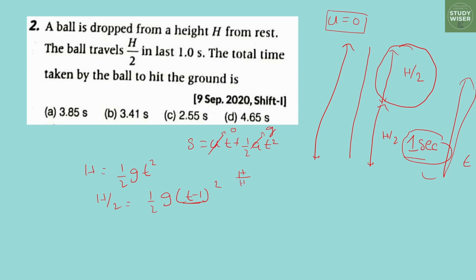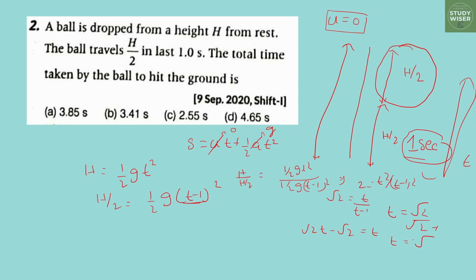ఇప్పుడు నువ్వు డివైడ్ చేస్తే ఫైనల్ ఈక్వేషన్ ఏమొస్తుంది అంటే, dividing that, h/2 is equals to half gt square by half g t-1 whole square, అంటే 2 is equal to t square by t-1 whole square. root 2 is equals to t by t-1. root 2t minus root 2 is equals to t. ఇప్పుడు కామన్ సైడ్కి పంపించి కామన్ తీస్తే t is equals to root 2 by root 2 minus 1. ఇప్పుడు రేషనలైజ్ చేస్తే ఫైనల్గా 2 plus root 2 వస్తుంది. root 2 value 1.41, we take time will be 2 plus 1.41 is equals to 3.41 second. Yeah, 3.41 second. Option B is the correct answer.